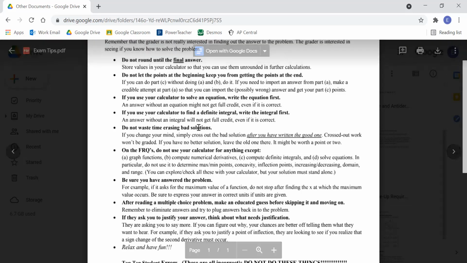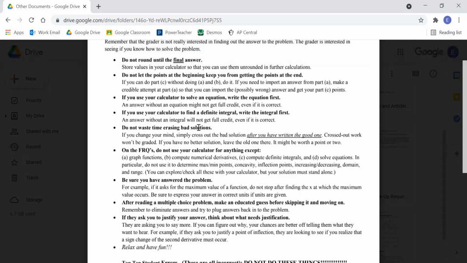Anytime you're using your calculator, make sure you write out what you're having the calculator do. So if you're having it solve an equation, write the equation. If you want to know where sine x intersects with tangent x, write sine x equals tangent x. Then use your calculator to figure out where that happens and put the answer. If you need to find the value of a definite integral on a calculator section, don't try and do it by hand. Just write out what the definite integral is and then put the value of it from your calculator.